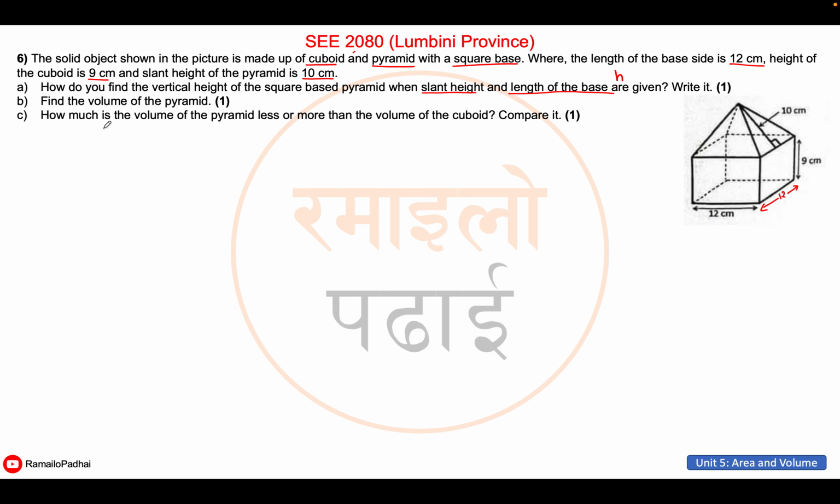And in C, how much is the volume of the pyramid, less or more than the volume of the cuboid? We will already find the volume of the pyramid in question number B. In C, we will find the volume of the cuboid and then we will compare it, which one is greater, which one is less. Okay, so that will be our agenda today, and without any delay, let's start the solution of this problem. So solution.